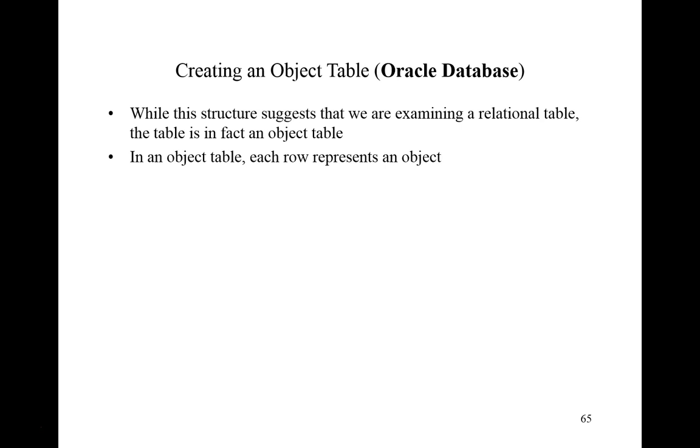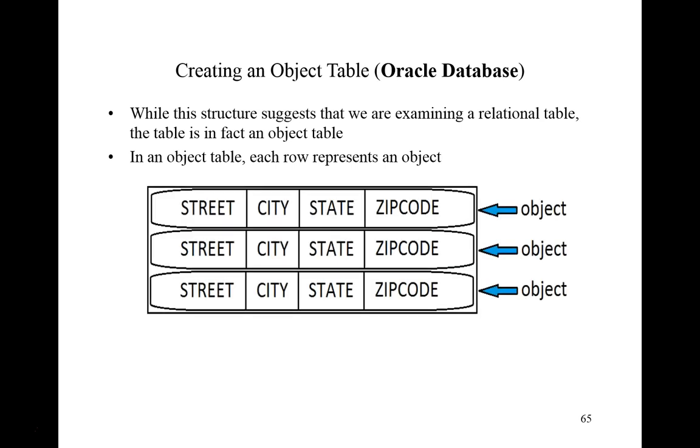While the structure appears very closely like that of a relational table, this is actually an object table. In an object table, each row represents an instance of that object type. Each row represents an object. What we've been talking about up to this point has been identity and the idea of an object identifier. That is what is different about this table. Each row has associated with it an OID.